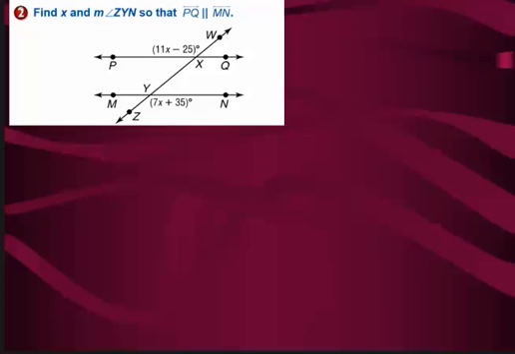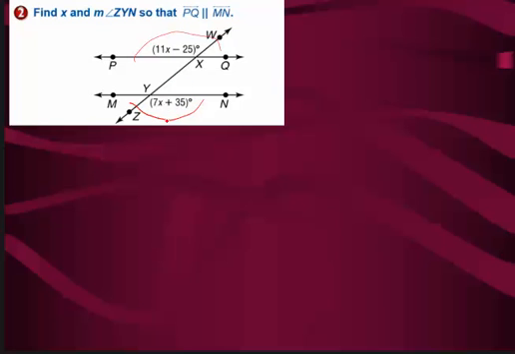Find X and angle ZYN. Where is angle ZYN? ZYN. That's this angle right here, labeled 7x plus 35. So that PQ is parallel to MN. So again, we don't know that they're parallel yet. We want to know what values would make them parallel. So I need to find X. Remember, in the last section, I told you that when you're looking for X, looking for Y, find the two phrases that have the same letter in them and figure out what relationship they have to each other. So I'm going to look at these two angles because they both have an X in their marking.